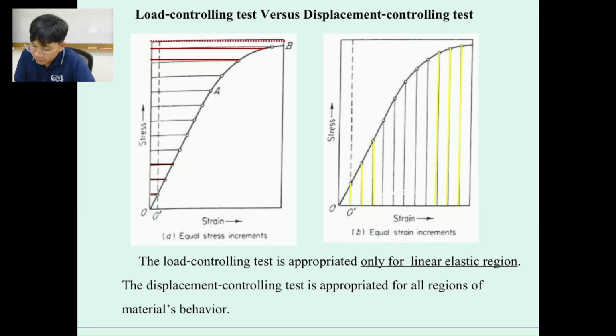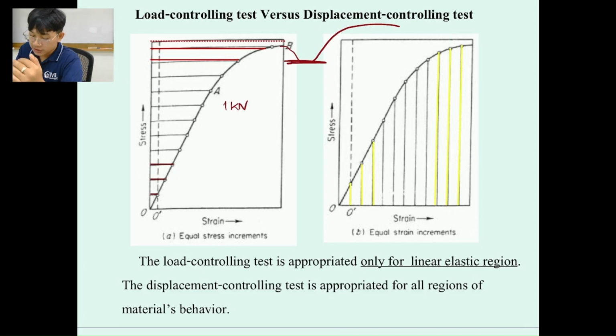So for load controlling, for example, when it becomes the yielding stress like this, at this yielding point, if I tell you guys to take a reading at every 1 kilonewton, when it drops over here, the displacement still runs, but the load is not increasing anymore, which means you miss some data points over here. So that's why load controlling is not really good for ductile material.